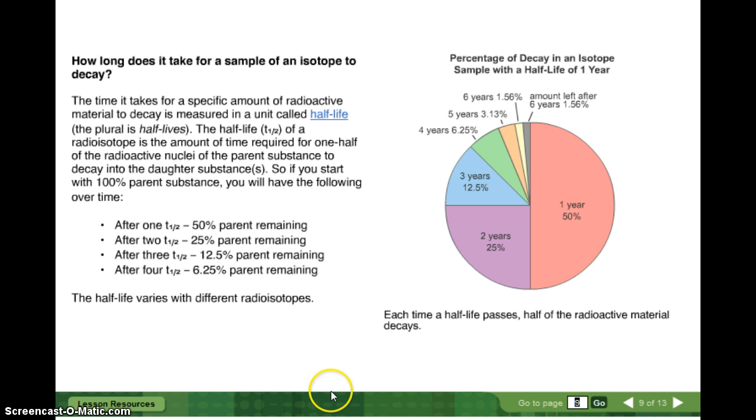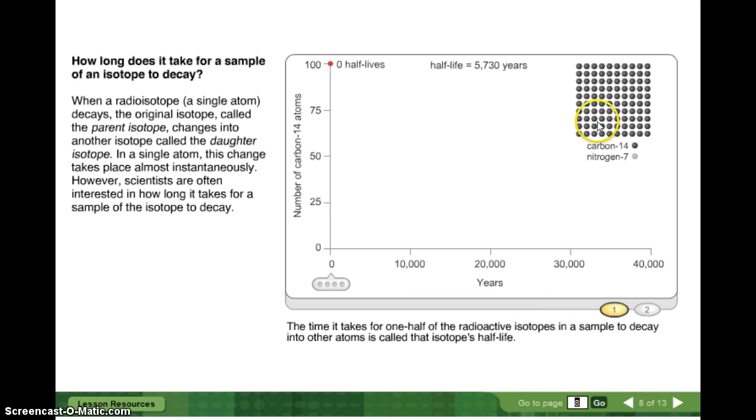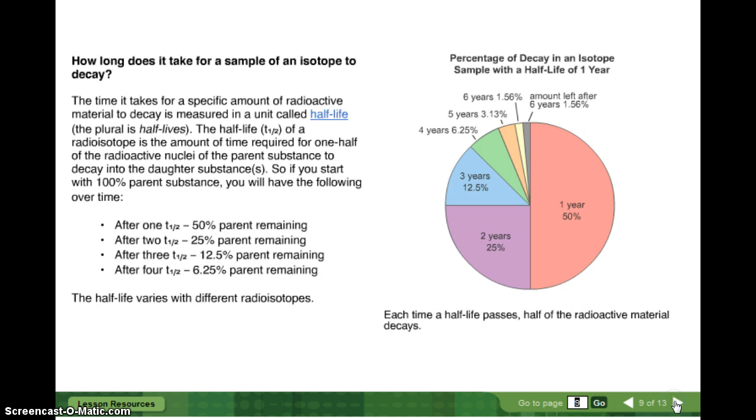All right, how long does it take for a sample of an isotope to decay? So again, these each happen instantly when they do happen, but you can see if you watch up here that I haven't hit 1 half-life, but some of them have already changed. It's just at the half-life, half of them have changed. All right, so the time it takes for a specific amount of radioactive material to decay is measured in a unit called a half-life, or the plural is half-lives.